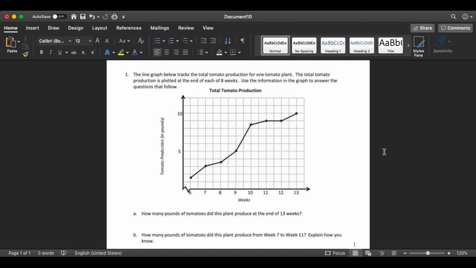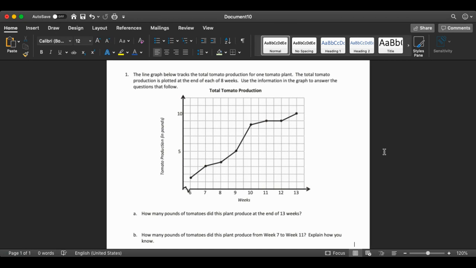All right, let's get started. It says the line graph below tracks the total tomato production for one tomato plant. The total tomato production is plotted at the end of each of 8 weeks. Use the information in the graph to answer the questions that follow. So when they say tomato production, it means the amount of tomatoes that a plant produces. So the amount of tomatoes that a plant grows.